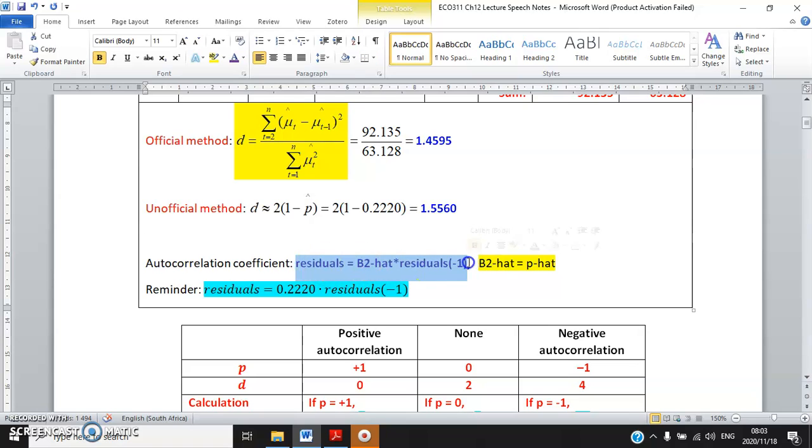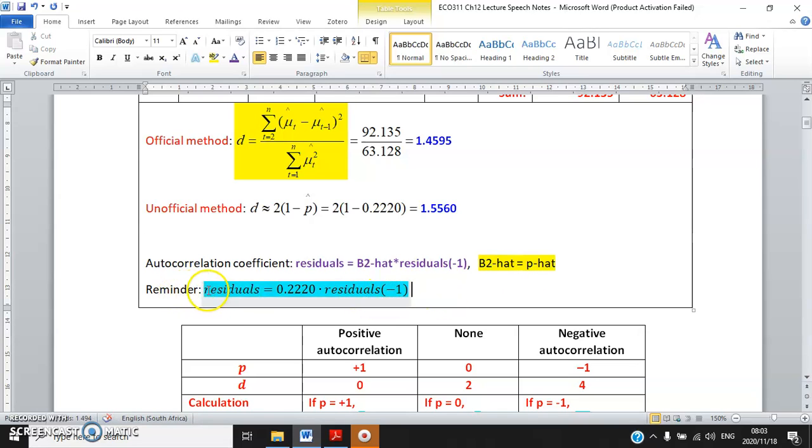So this is how the regression looks like. Residuals at time t equals b2 hat, the slope parameter, times residuals of the previous period, and the constant b1 hat does not feature. This b2 hat, the slope parameter, actually gives you the autocorrelation coefficient, rho hat. It means the extent of relationship between the residuals. Remember, residuals are the proxy of error terms.